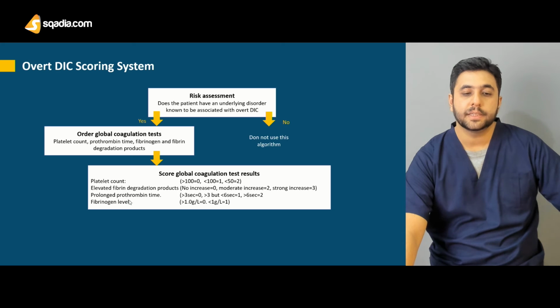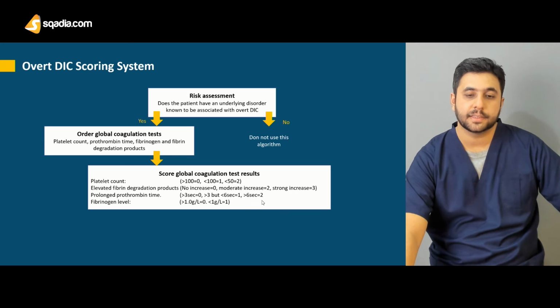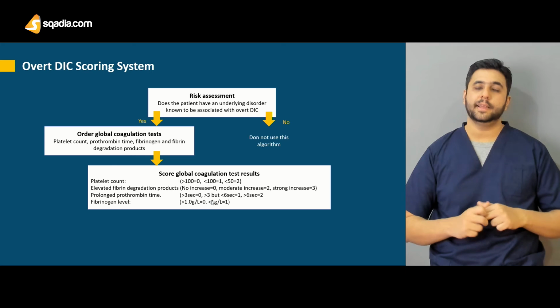If the PT is prolonged by less than 3 seconds, we give them 0 score. But if it is prolonged by greater than 3 but less than 6 seconds, then there is 1 point for that. And if it is elevated by greater than 6 seconds, we give them 2 points. And similarly, if the fibrinogen level is less than 1, then there is 1 point for that. If it is greater than 1, then it is normal and there is no point.